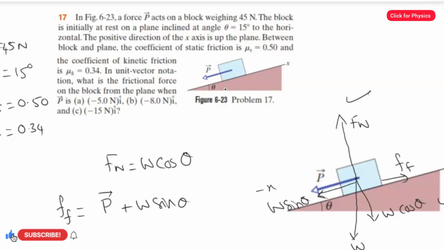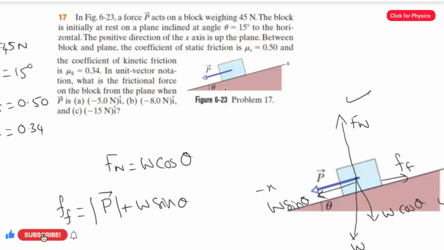Now the most important thing: while we substitute the value of the P vector in this equation, we have to take only the magnitude. Why? Because they give the value as minus 5 Newton. That means the force acting on the block is towards the direction of minus x. That's the reason they put the minus. Apart from that, there is no meaning. Clear? So better we just use the magnitude of the P vector, because the sign only indicates the force is in the negative direction of x.